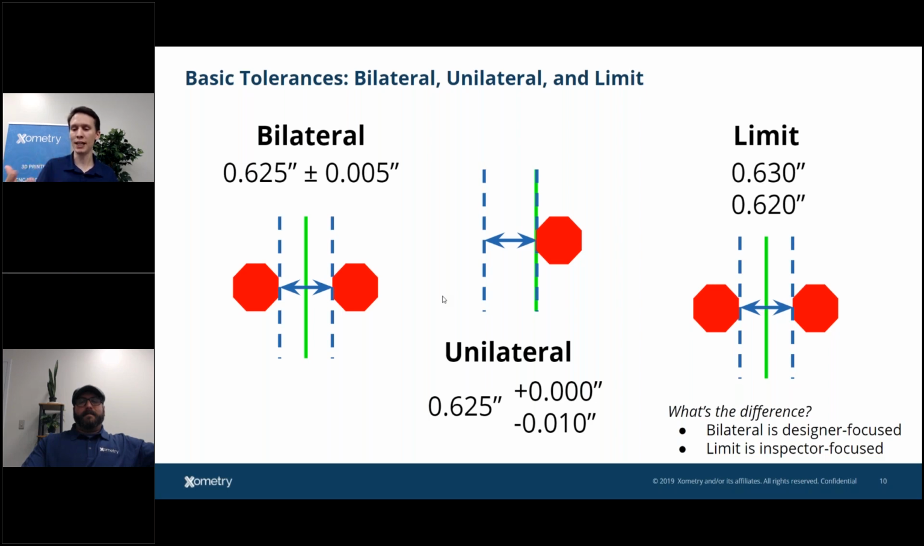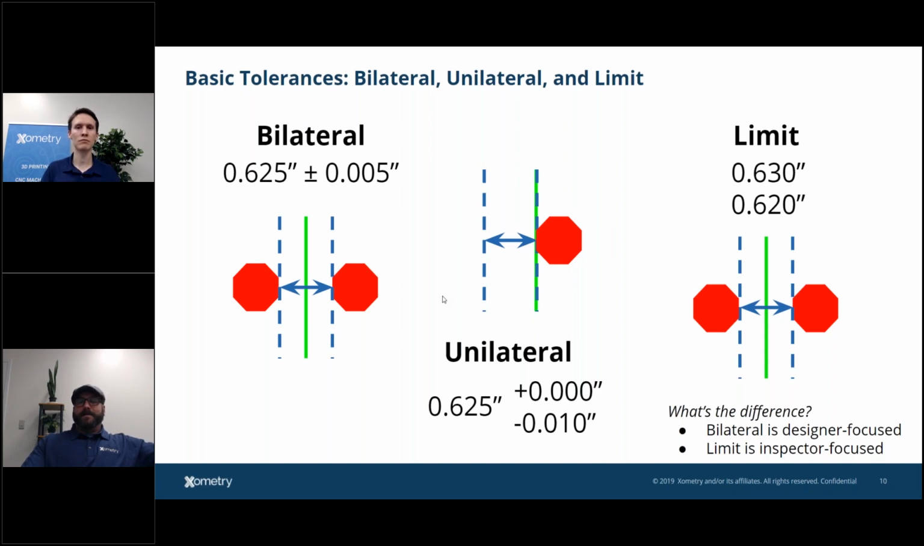The difference for me that I see a lot of times, bilateral is by far the most popular, but limit is sometimes inspector focused. So it gives you, whether you're an inspector or the machinist, a very quick reference without doing mental math on a spot check. So say I'm doing an in-process inspection, it may be worthwhile to put a limit tolerance on something really critical. Where else do you see limit tolerances, Jason?